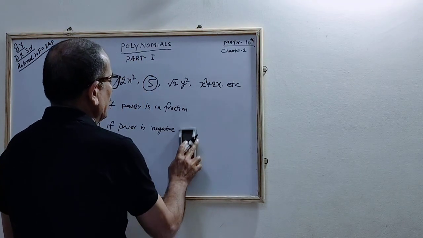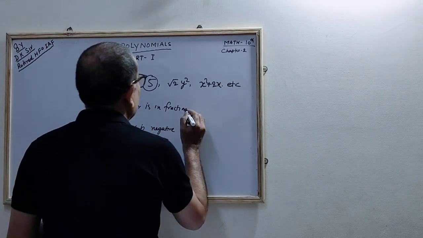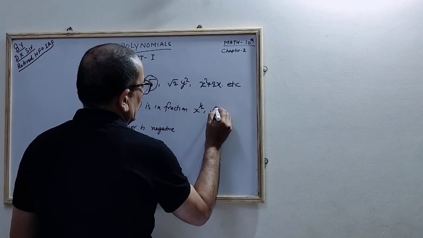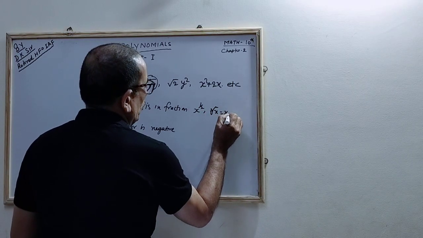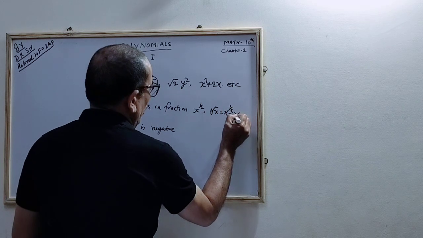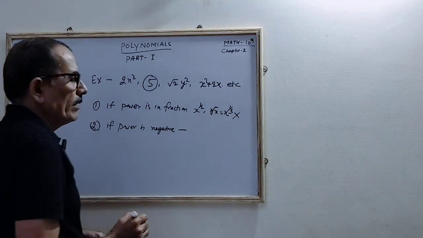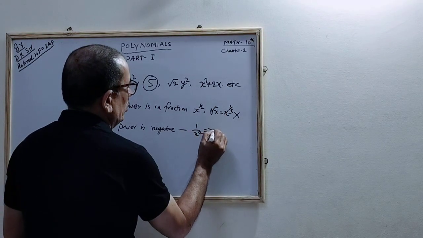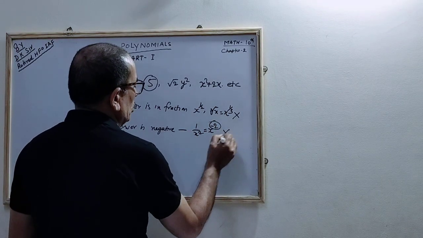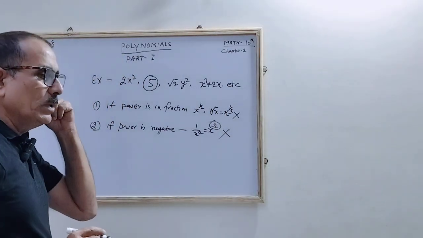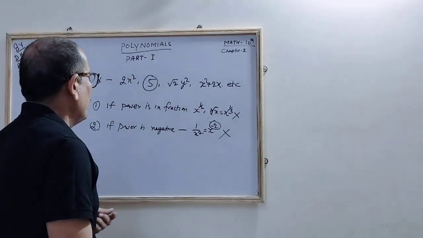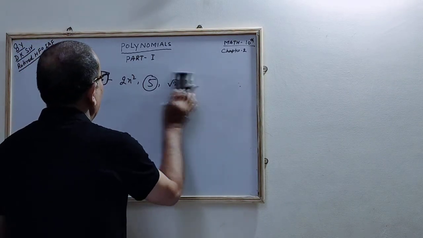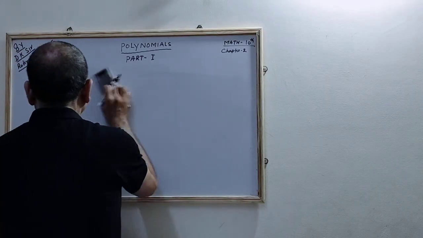So again I will write in pairs. If the power is a fraction, suppose x to the power 1 by 2, or x to the power 1 by 3, they are not polynomials. If the power is negative, 1 by x square means x to the power minus 2, so they are also not polynomials. There are two cases: when the power of the variable is a fraction or negative, then it is not actually a polynomial, correct?